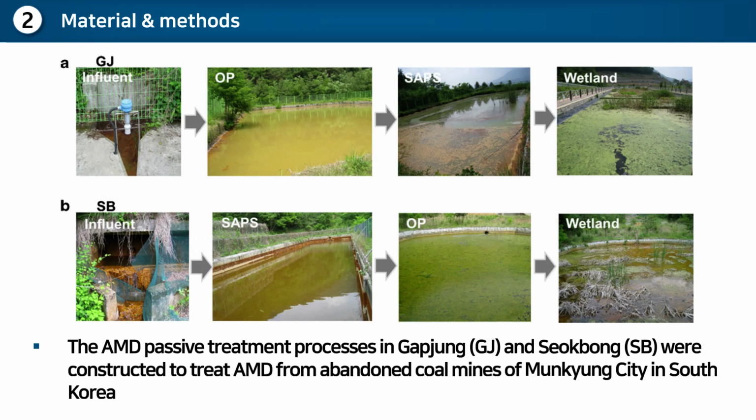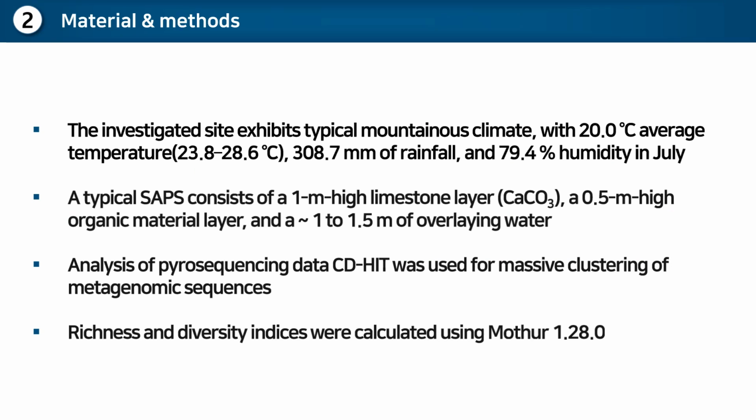The AMD passive treatment processes in Gapjeong, GJ, and Seokbong, SB, were constructed to treat AMD from abandoned coal mines of Mungyeong City in South Korea. The investigated site exhibits a typical mountainous climate, with 20.0 degrees C average temperature, 28.6 degrees C in August, 308.7 millimeters of rainfall, and 79.4% humidity in July. A typical SAPS consists of a 1m high limestone layer, CaCO3, a 0.5m high organic material layer, and 1 to 1.5m of overlaying water.